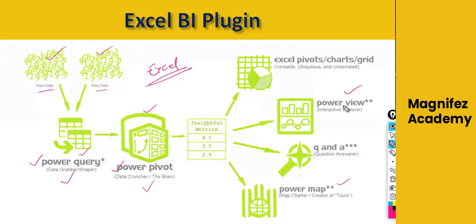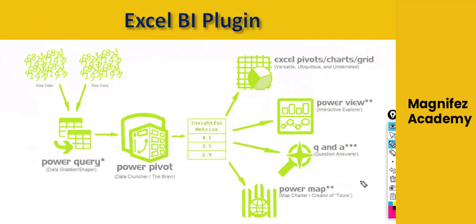Then we have Power View. What is Power View? Converting your data into a visualized format. You are making graphs and visuals, like bar charts, line charts, all these things. And finally, you have Power Map, which will help you create maps. So these are the different plugins that were available as a part of Excel.